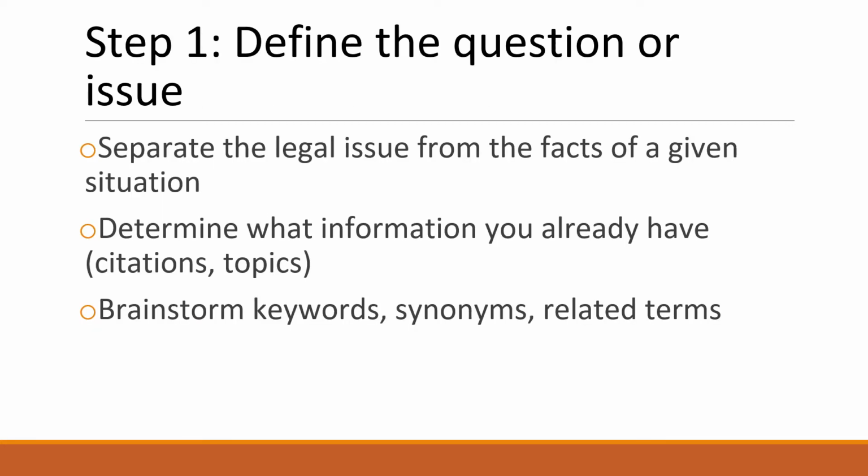So the first step would be to define the question or issue. You need to think about what your legal issue is and divide that from the facts of the given situation. You want to do things like brainstorm keywords, synonyms, think of related terms, words with legal words as well as words within the discipline. You also want to look at what information you already have. Perhaps you read something that talked to a particular case. Perhaps you already have policy statements and statutes. You want to gather all that information together.